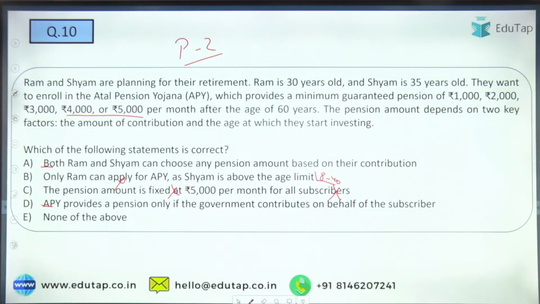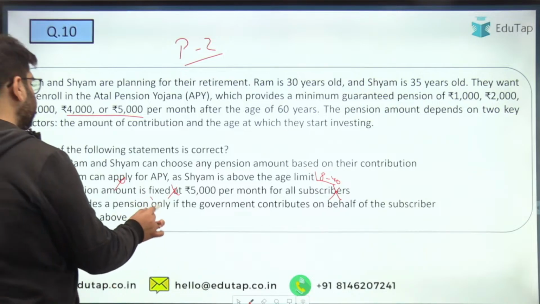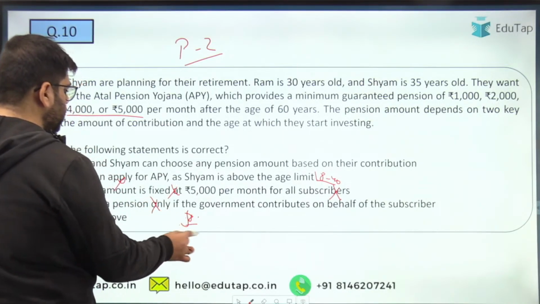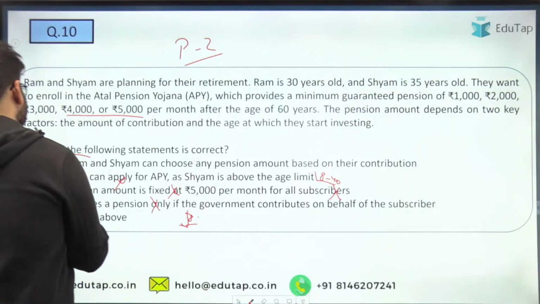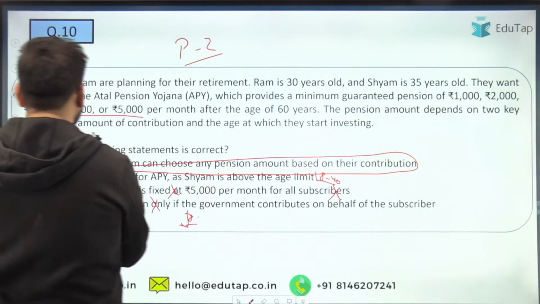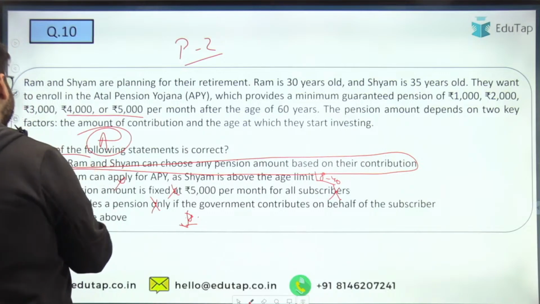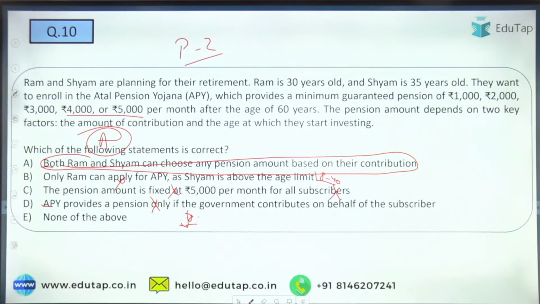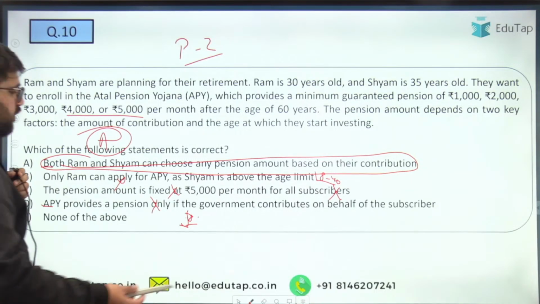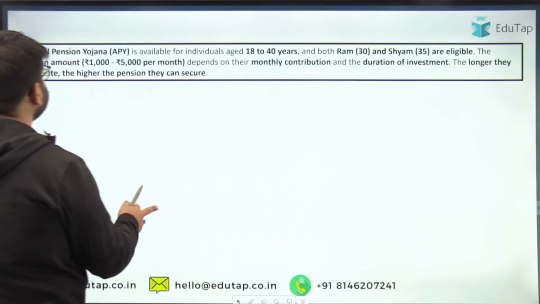APY provides a pension only if the government contributes on behalf of subscribers. No, right? The government can contribute 50%, but not all. So the correct answer will be option number A. The correct answer will be option number A. How many of you have got A, by the way? Satvik, Parul, Gopal and Preeti. Yes, very good. The correct answer will be option number A.